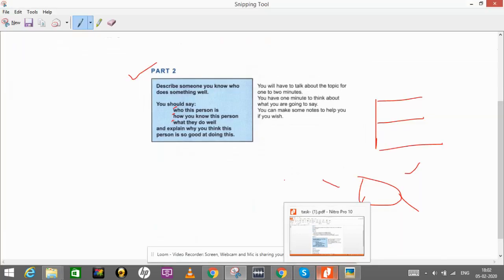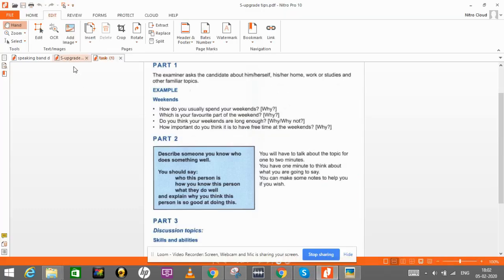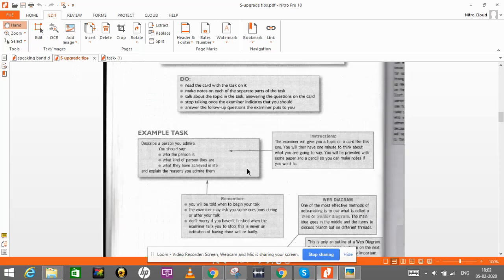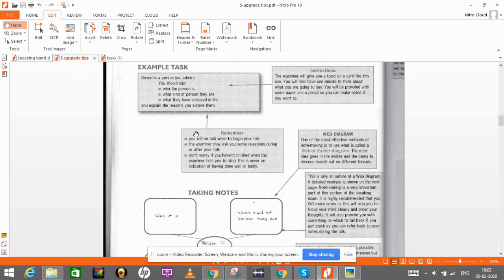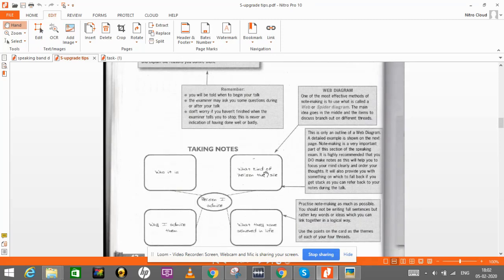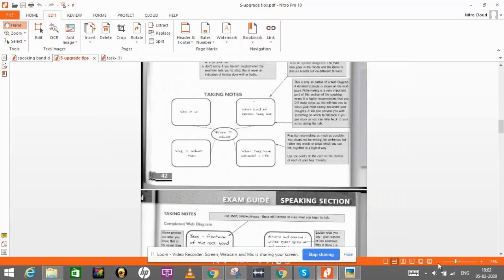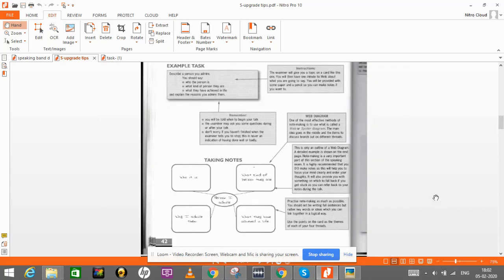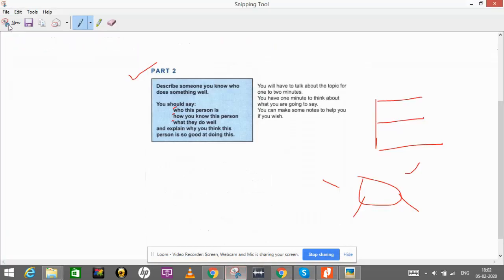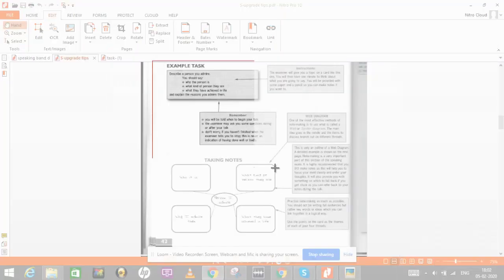Now, in order to do so, I'll tell you one thing which can be helpful for you. You may have your own strategy, your own ways to do it, but I'm just sharing this with you guys. You can use this web diagram in order to prepare your answer. What does this web diagram help us to do? I'll tell you in a second.